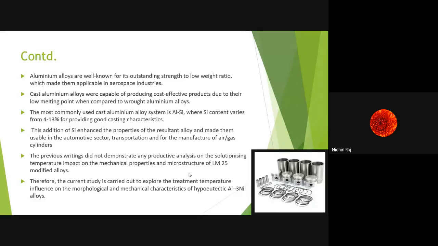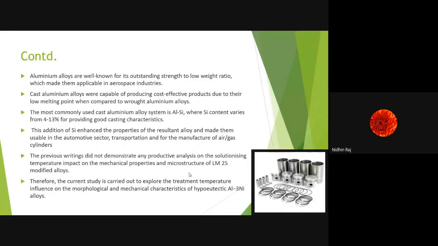Now moving on, these aluminum alloys are well known for their low weight ratio, low strength to weight ratio actually, and these cast aluminum alloys are capable of producing cost-effective products due to their low melting point, when compared to the wrought aluminum alloys that we usually see. The usually used aluminum alloy system is the aluminum silicon system. A hypoeutectic alloy system means a composition which has a silicon content less than 13%. That is why it is called hypoeutectic. If it is greater than 13% silicon, we call it hypereutectic.